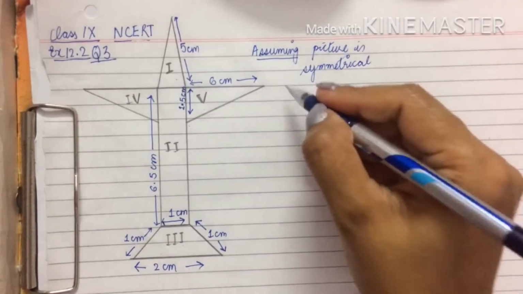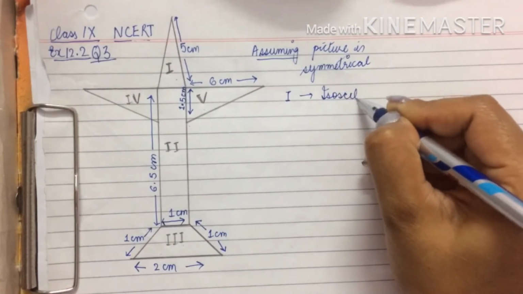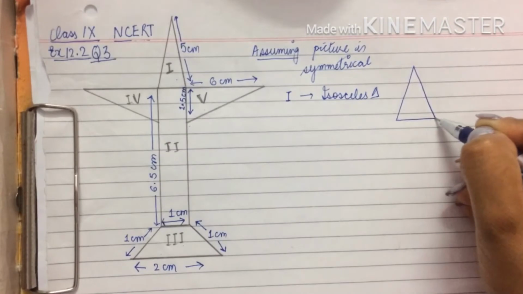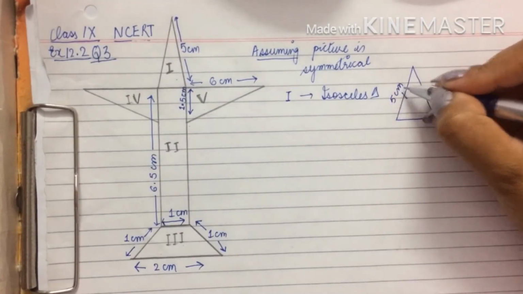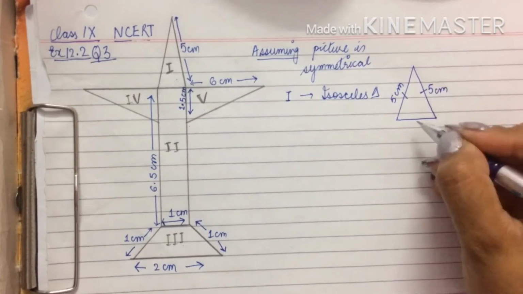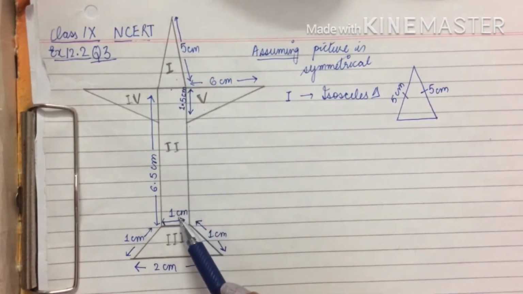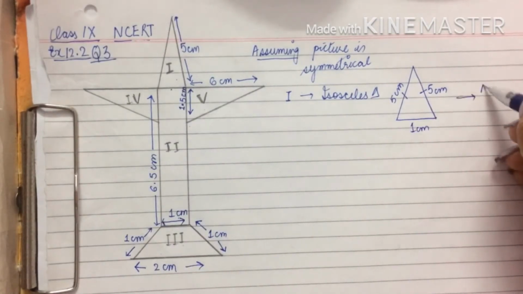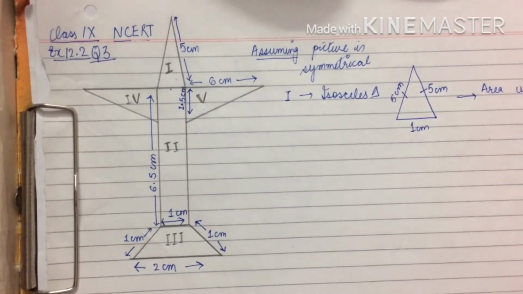what we can say is that the first figure is an isosceles triangle, means the two sides are equal, so these two sides will be equal. Each of these will be 5 centimeters, and the base of the triangle, this, will be equal to the opposite side, which is 1 centimeter. So you can find the area using Heron's formula.